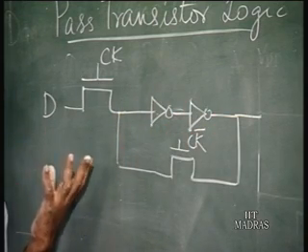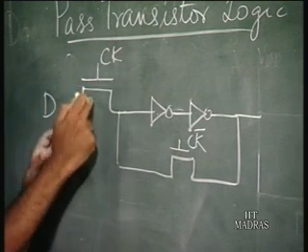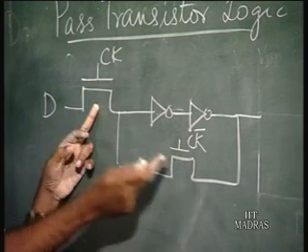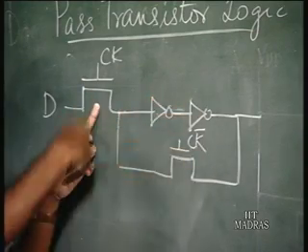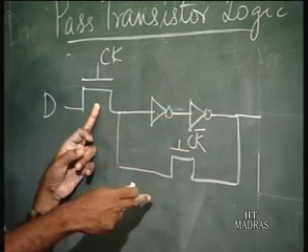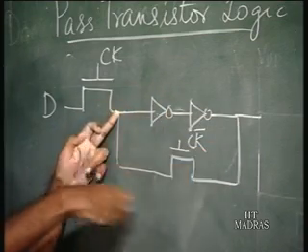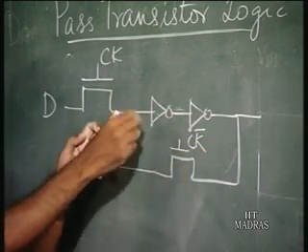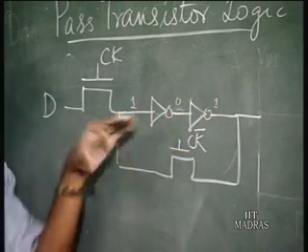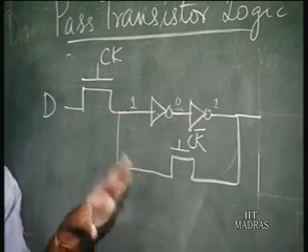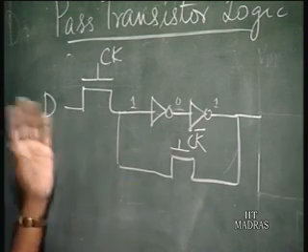But when the clock goes low, you have to retain the previous value. So this pass transistor cuts off, and this transistor turns on. You have two inverters connected like this in series, so whatever is the input is fed back. If this is 1, this becomes 0, and this is 1. It is a perfectly stable system, and it is going to retain whatever is stored here. So this is a D flip flop.